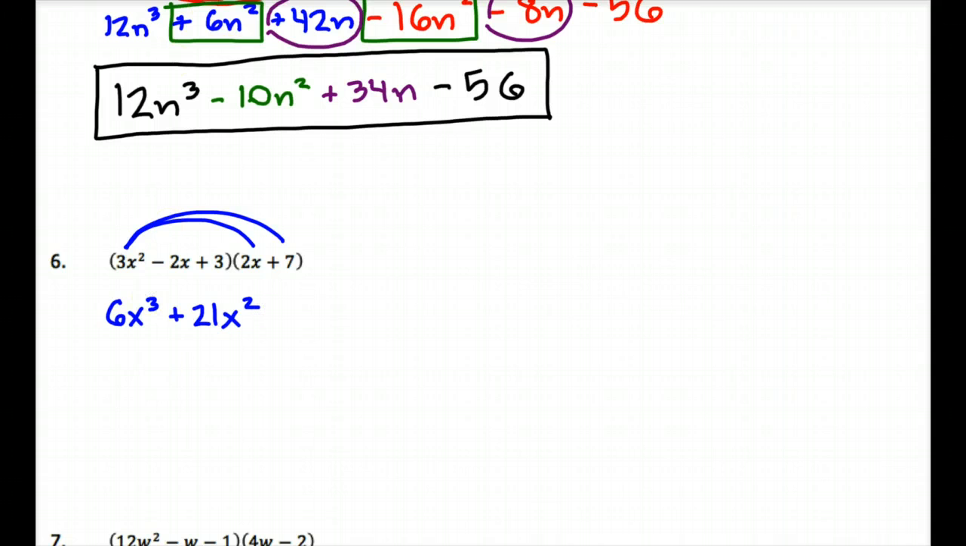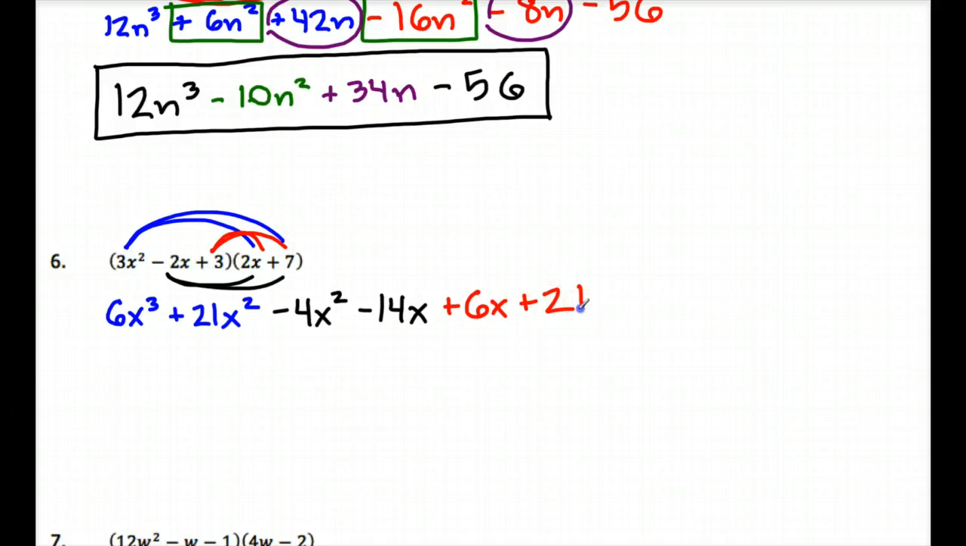Okay, then I'm going to be going to my negative 2x, and I'll be distributing it twice. First of all, to the positive 2x. Negative 2x times positive 2x is minus 4x squared. And then to the 7, that's going to give us a minus 14x. And then finally, my positive 3, distribute that to 2x. 3x times 2x is 6x. And then 3 times 7 would give me 21.